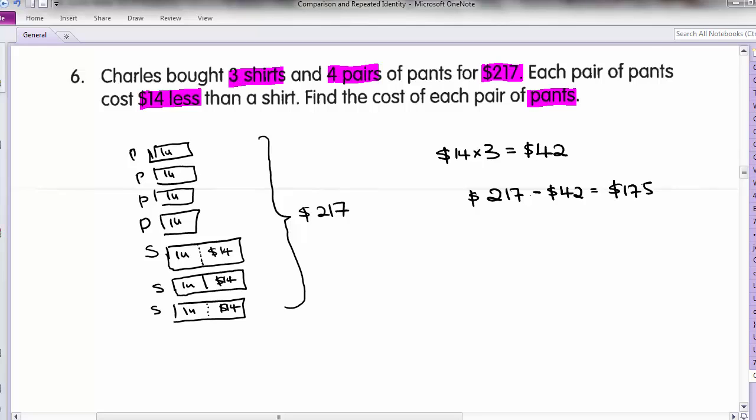So this 175 is actually 7 units. So then I can find 1 unit, which is 175 divided by 7. And that will give me 25. So I'm looking for pants. Pants is just 1 unit, so this will be my answer.